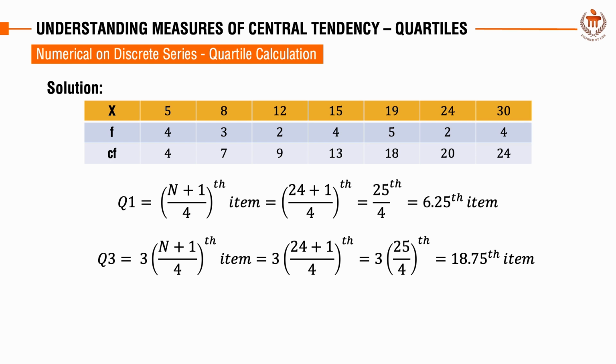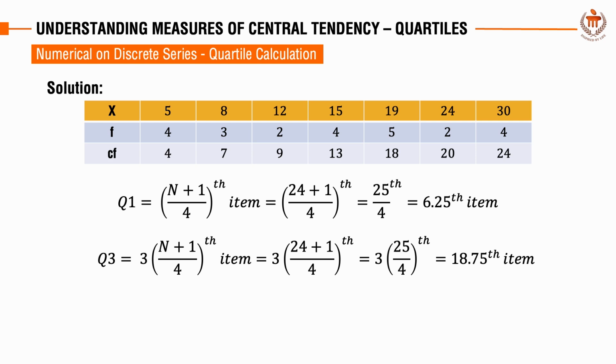Similarly, for quartile 3, we need to look for the value 18.75. By the cumulative frequency table, you can understand that the 18th value ended with the X value of 19. So the 18.75th observation means your upper quartile is 24, and your lower quartile here is 8.